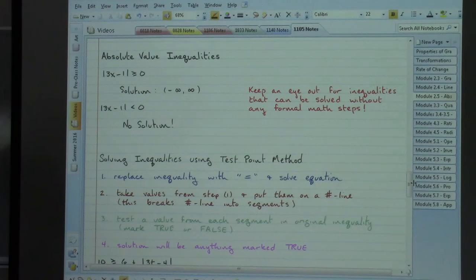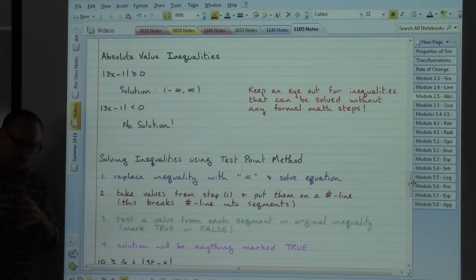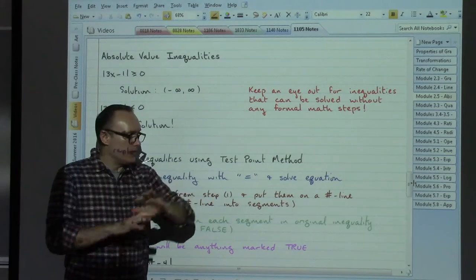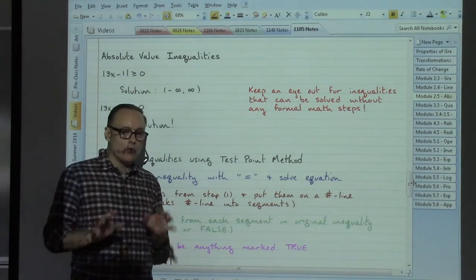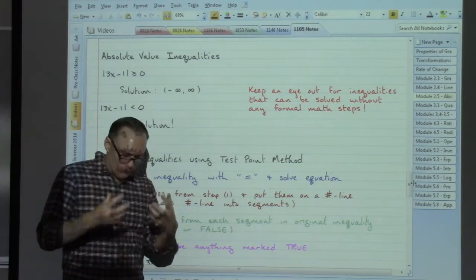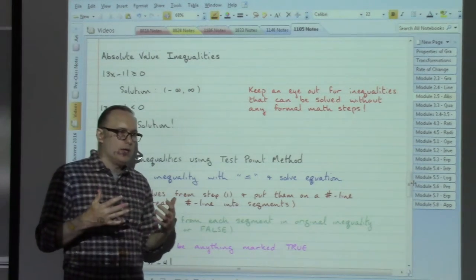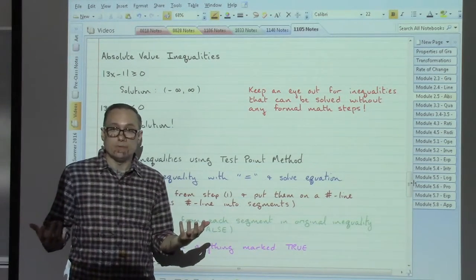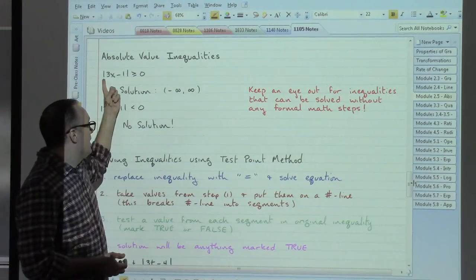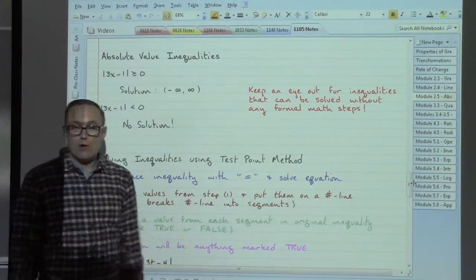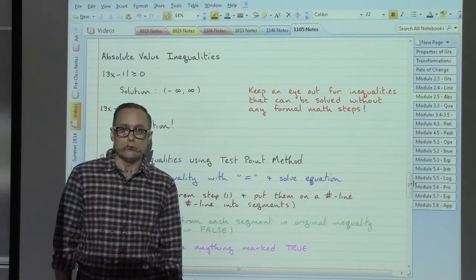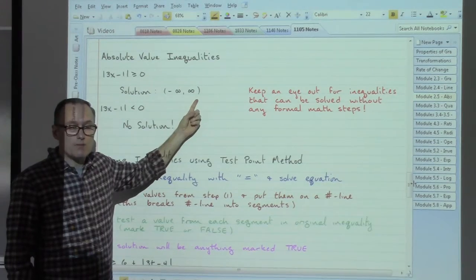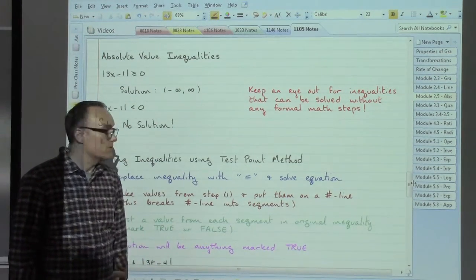We can also deal with absolute value inequalities, and just as a beginning sort of warning, keep an eye out for inequalities that can be solved without any formal steps, without any actual real algebra work other than the basic understanding of what an absolute value is supposed to do. Absolute value turns stuff positive. Absolute value greater than or equal to 0? Hey, you know what? That's always true. That always happens. I don't need to do any work. I can straight up go, my solution is all real numbers.